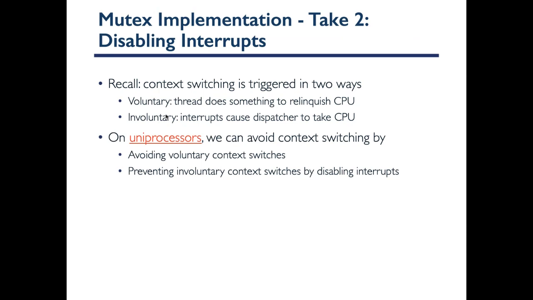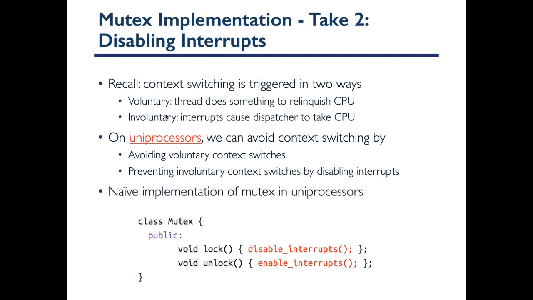Well, you can make sure that you do not voluntarily yield the processor. So don't call yield inside your critical section. Don't divide by 0. Don't cause any exceptions. Don't call any system calls. So you would be safe in that context. You wouldn't voluntarily lose the processor. You also can prevent involuntary context switches if you just disable interrupts. So a naive implementation of mutex in a uniprocessor would be something like this. You have a class mutex. It has two functions, lock and unlock. The lock disables interrupts and the unlock enables interrupts.